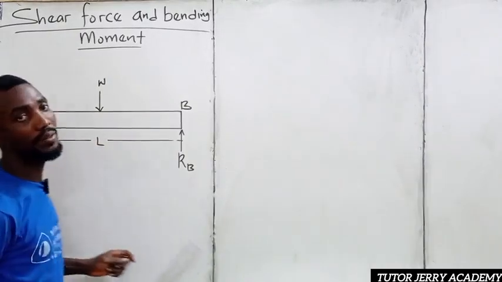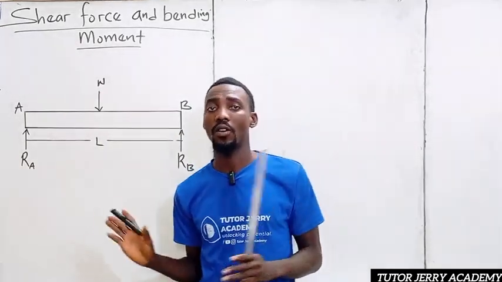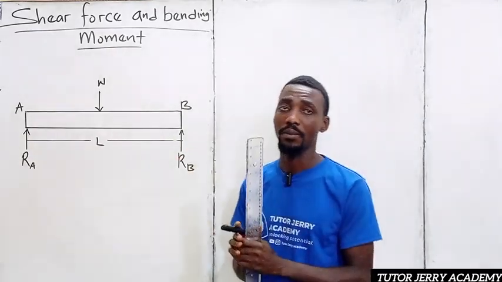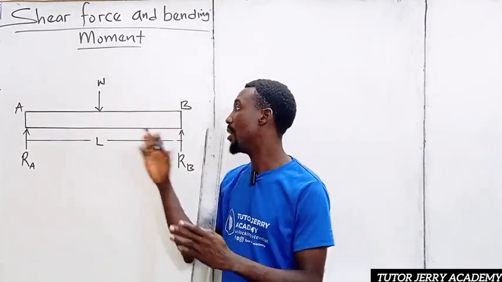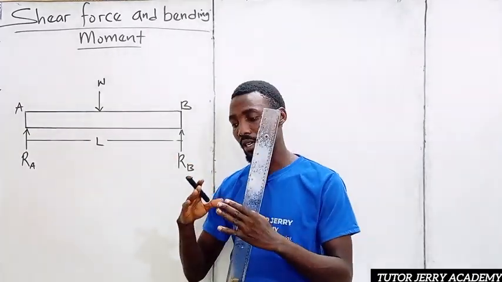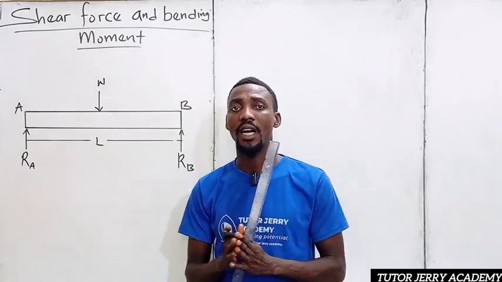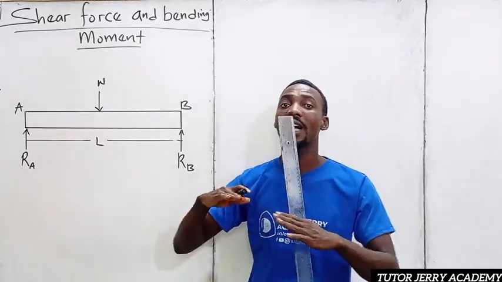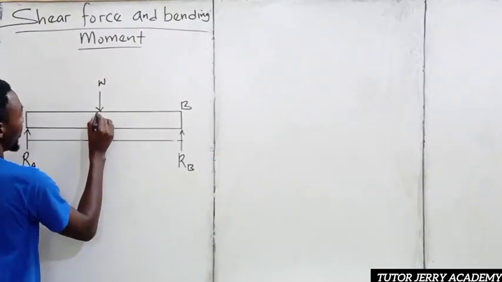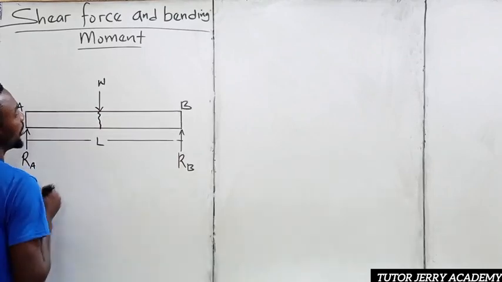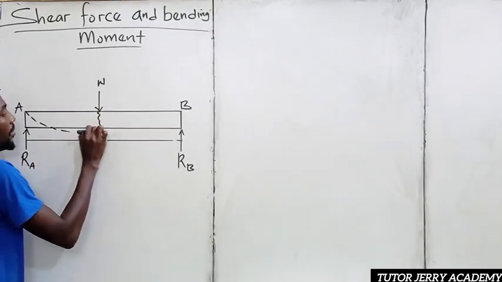So, if this beam is loaded like this at the center, two things can happen to this beam. The first thing is that the beam can shear at the center, that is, it can break into two parts. The other thing that can happen is the beam can bend. So it can either shear at this point, or it can bend like this.